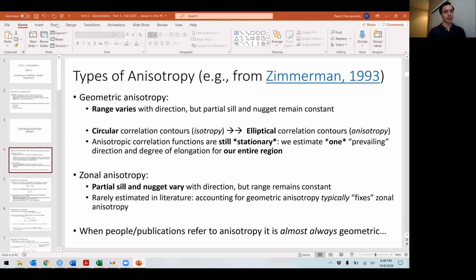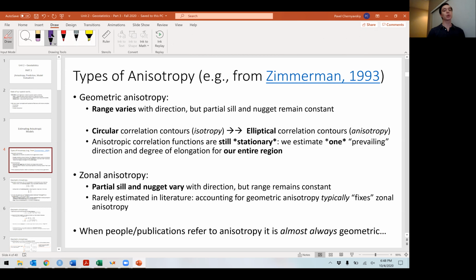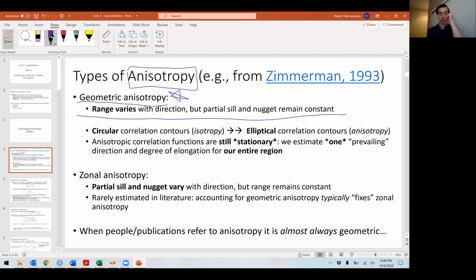So to date, we've been working with isotropic models. Isotropic models say that the nature of spatial correlation does not vary in space, does not vary with direction. Anisotropy formally has several parts, but almost everyone concerns themselves with what is called geometric anisotropy. That is when the range varies with direction, but the partial sill and the nugget remain constant as direction changes.